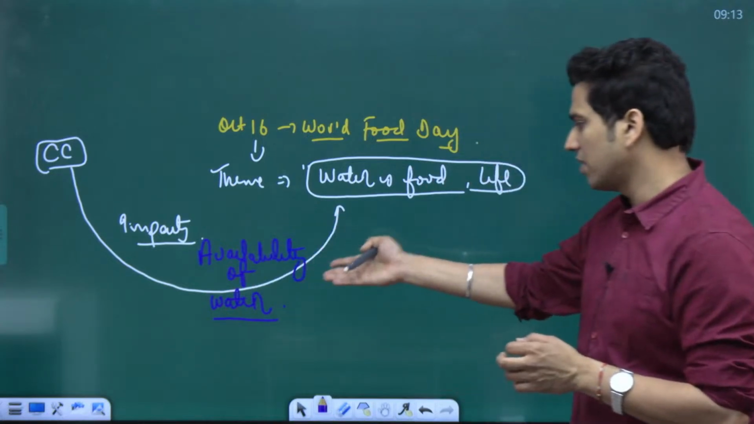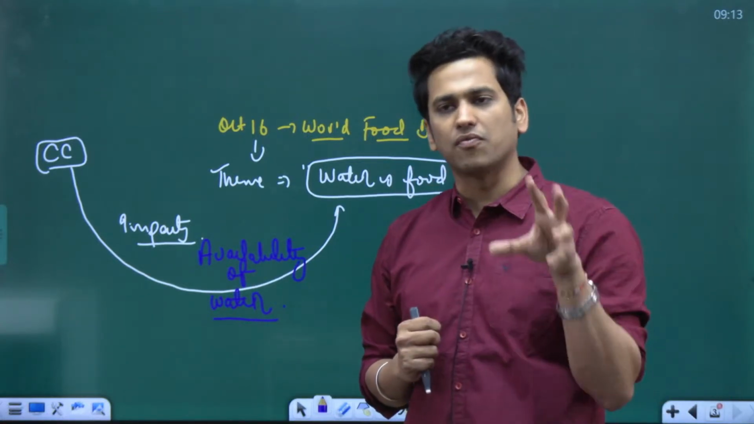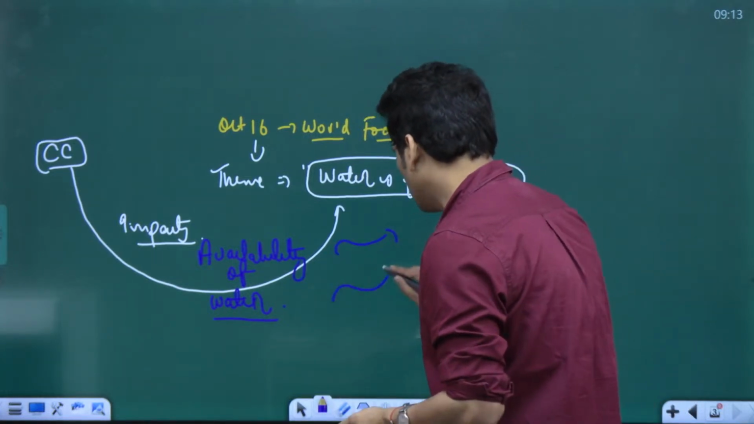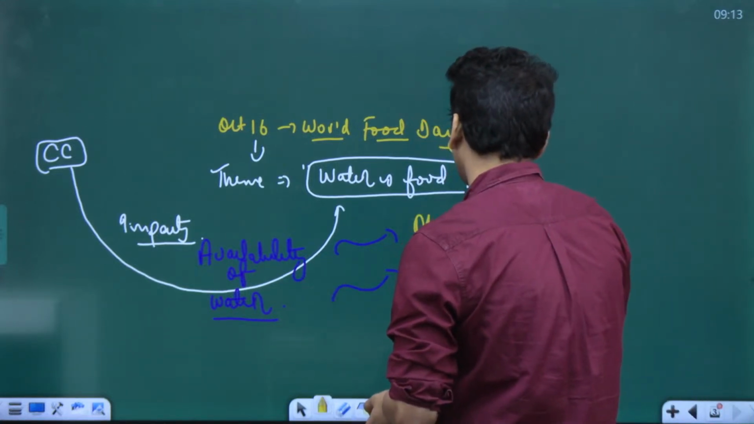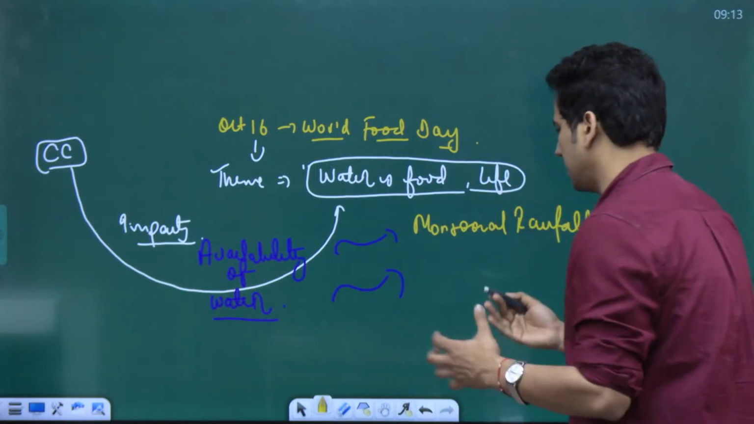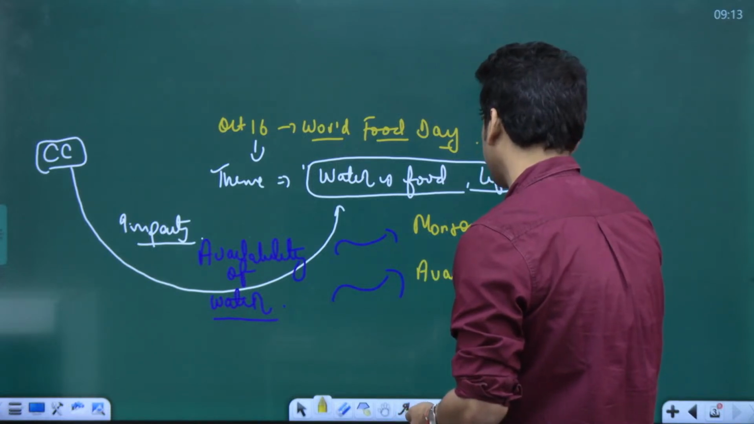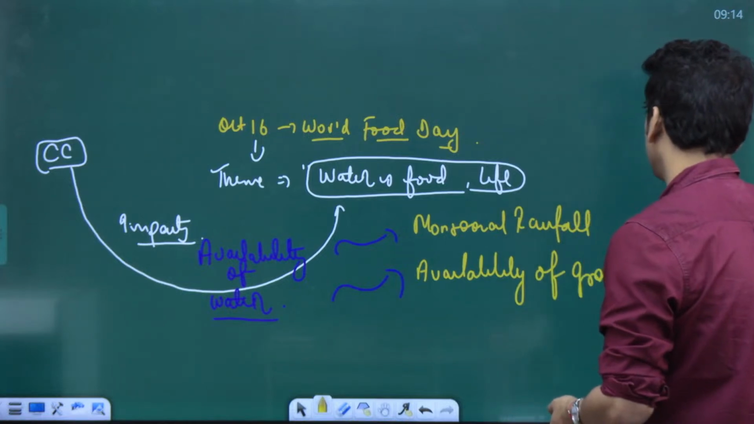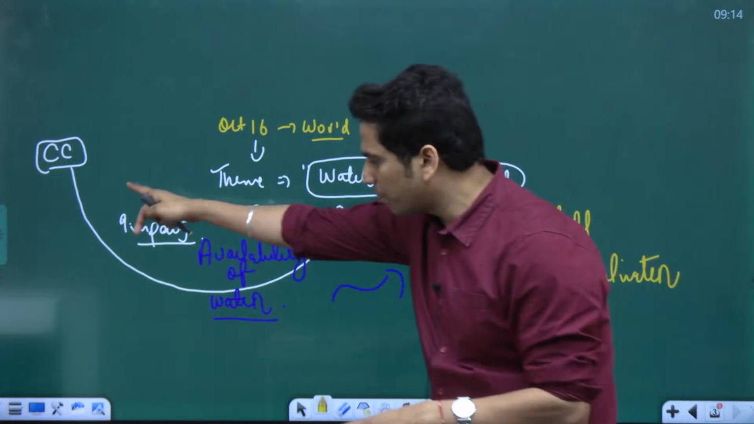So the problem that comes over here in context of India is that climate change is having an impact on availability of water, both in context of monsoonal rainfall and in context of water that is required for irrigation. So I can say it has two dimensions. One of the dimensions is related to monsoonal rainfall, and the second thing I can say is it has a direct impact on the availability of groundwater.